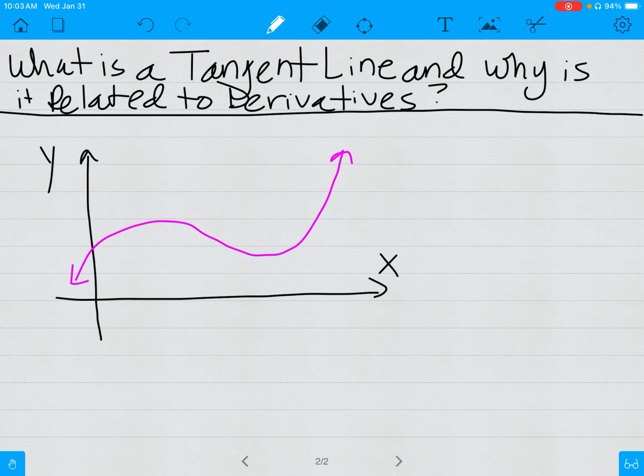And let's say that this happened to represent profit when we make X number of items. How much profit can we expect to make? So in a case like that, one of the things that we might be interested in is how fast is our profit changing when we make a particular amount of products, like the rate of change of profit.